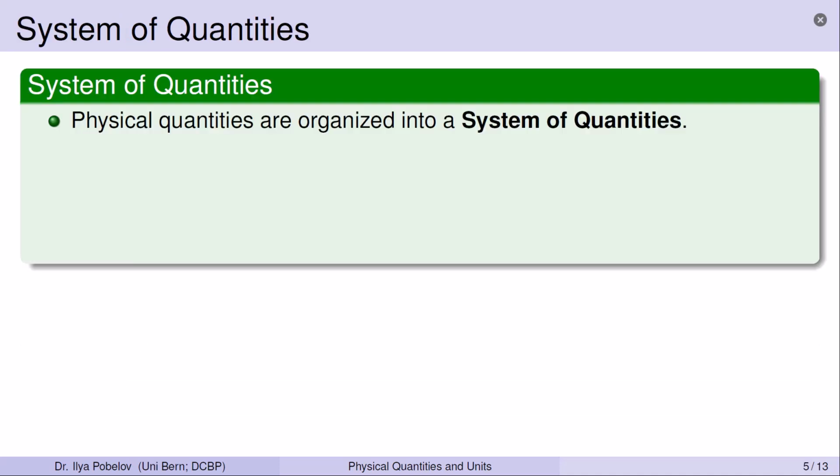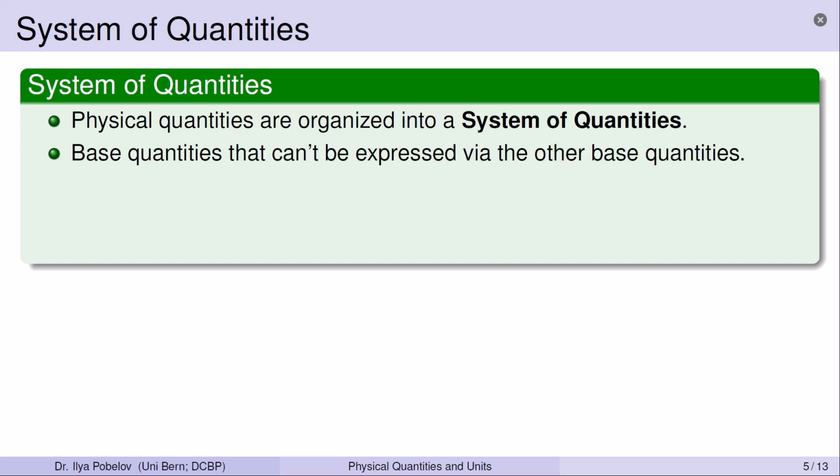To systematically classify physical quantities, they are organized into a system of quantities. At its core, a system of quantities defines base quantities. The set of base quantities has a property that no base quantity can be expressed in terms of the other base quantities. These base quantities serve as the fundamental building blocks from which we define other quantities in the system.